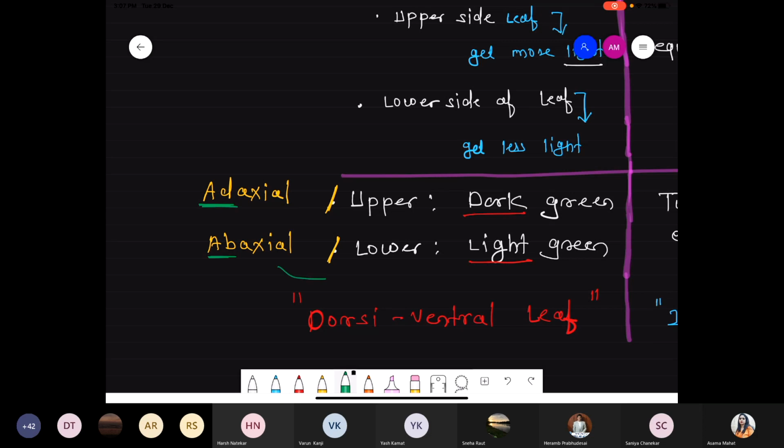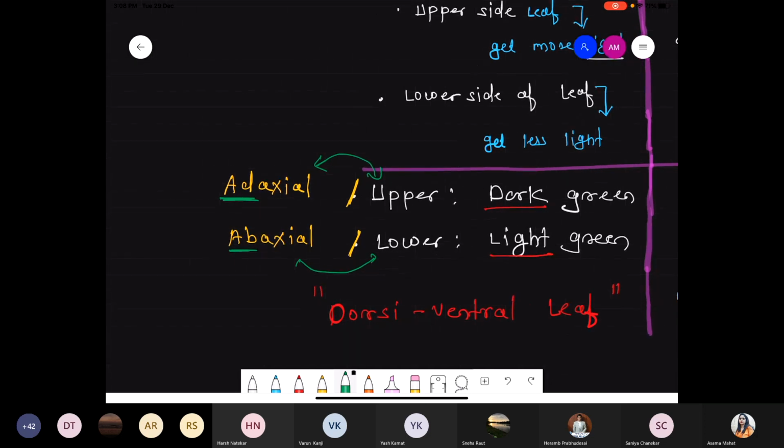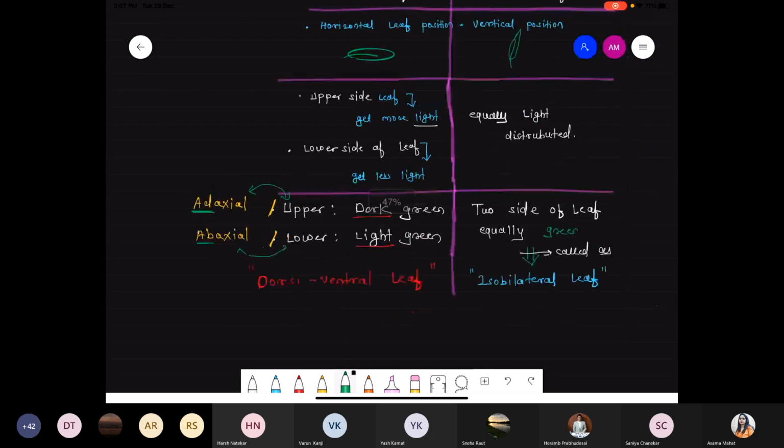This is where confusion happens, because whatever questions come are related to the abaxial and adaxial side. The question will not be framed with upper and lower. They specifically mention the words abaxial side and adaxial side. So abaxial means lower, adaxial means upper. Got it? Clear?